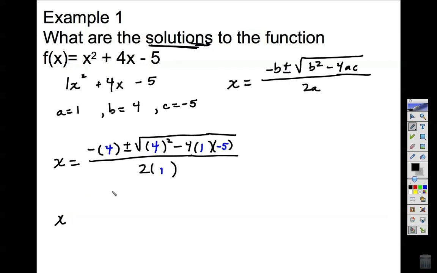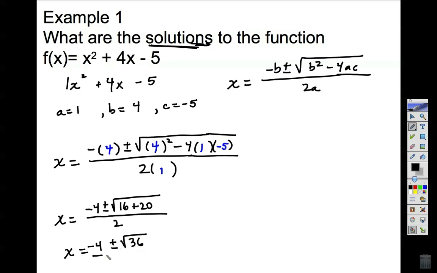But if you do this, what I just did before that, you should be able to finish this without making, hopefully, any more mistakes. So this is going to be negative 4 plus or minus the square root. 4 squared is 16. Negative 4 times 1 is negative 4. Times negative 5 is positive 20. 2 times 1 is 2. So now I have x equals negative 4 plus or minus the square root of 36 all over 2.